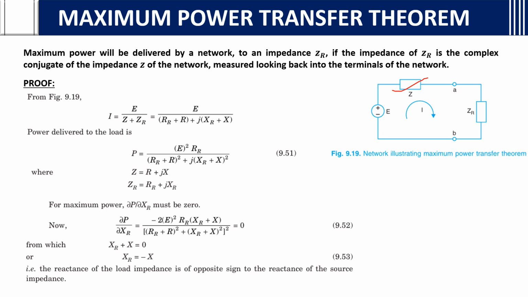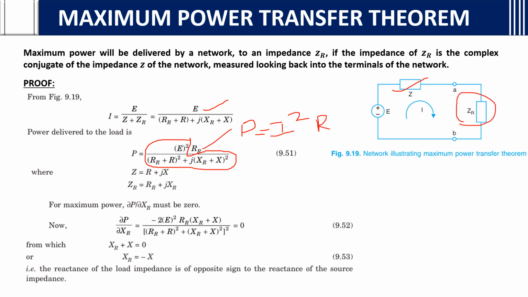After writing this, we need to find the power. For finding power, the formula is P equals I squared R. I is E divided by (RR plus R) plus j(XR plus X). We are squaring this, so I squared is E squared divided by (RR plus R) squared plus (XR plus X) squared, into RR.